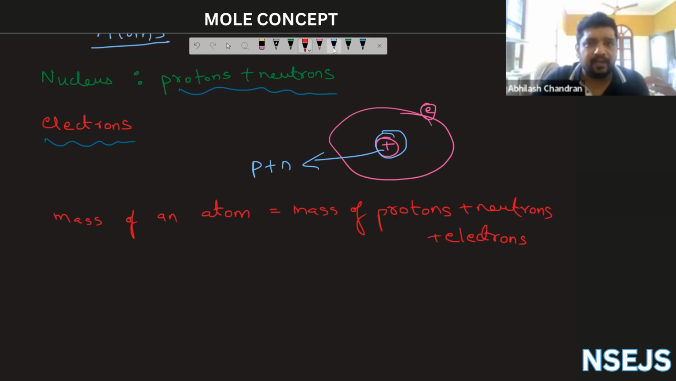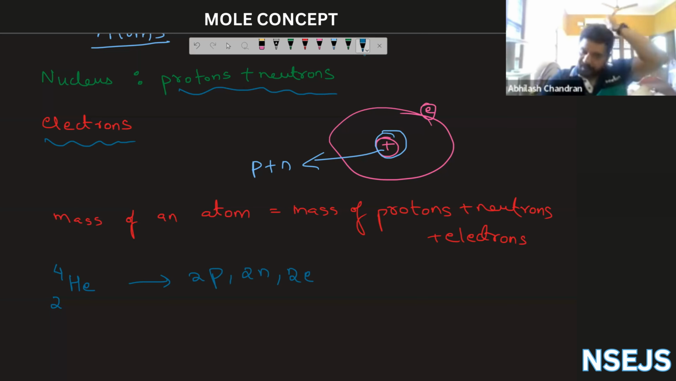For example, let's say I have helium, the helium-4 isotope. What do you mean by an isotope? Same atomic number, different mass numbers. I'm pretty sure you have already heard about this. So let's say I have a helium-4 atom with me. This has two protons, two neutrons, and two electrons. So this is what it has. The mass of your helium atom should be the sum of all of these.